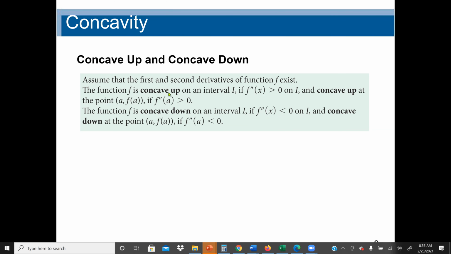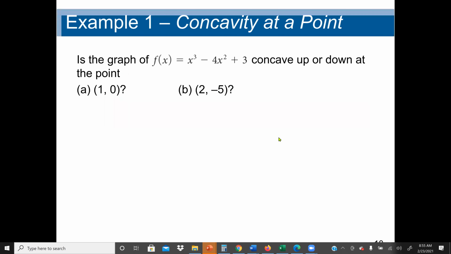A function f is concave up on an interval, the interval will be given to you, if the second derivative of the function at x is greater than 0. That's it. So we need to find the second derivative of the function. Then we plug in the x value. The point will be given to you, x and y, but you plug in only the x value. That's why they say the second derivative at x. And if the answer is greater than 0, then you say it's concave up. If it's less than 0, it's concave down. So that's what we did in this example. This is the function given to us.